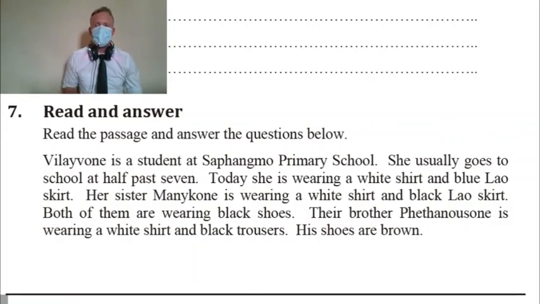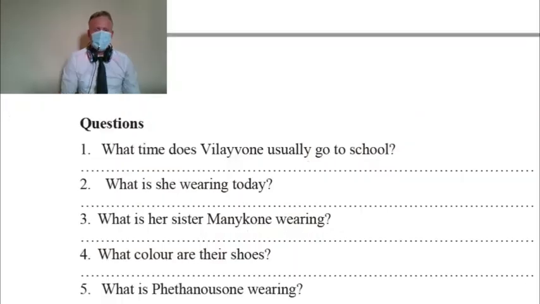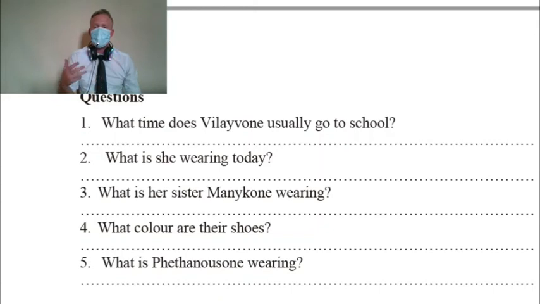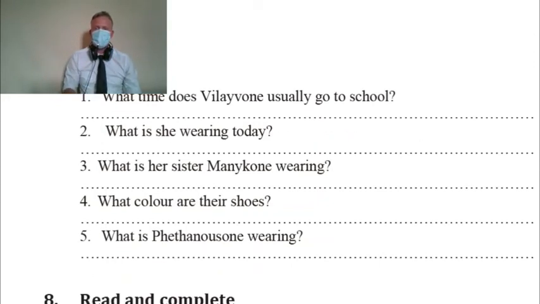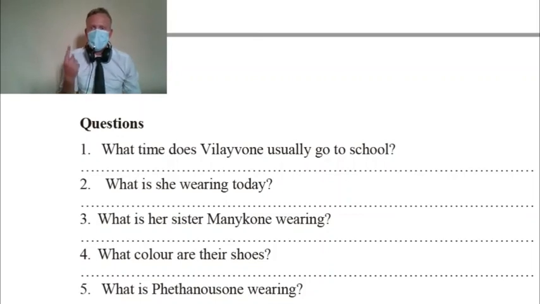And now we will move on to the questions. Okay, let's take a look at the questions. Question number 1. What time does Willowon usually go to school? Yes, what time does she go to school? What is she wearing today? What is her sister Manikon wearing? What color are their shoes? And then the last question, number 5. What is Petanuson wearing? Right, you can find all the information in the paragraph on top.